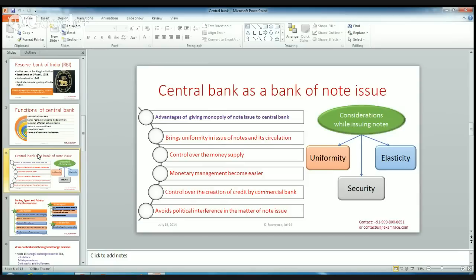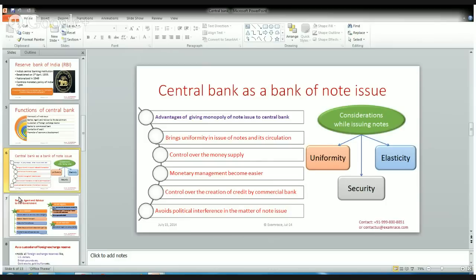It also controls the creation of credit by the commercial banks by way of various ratios. Commercial banks, with various ratios and by doing frauds, are creating credit. Central bank is controlling this with the issuing of notes and all. It also avoids political interference in the matter of note issue.